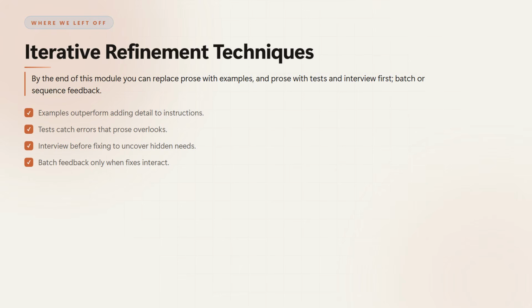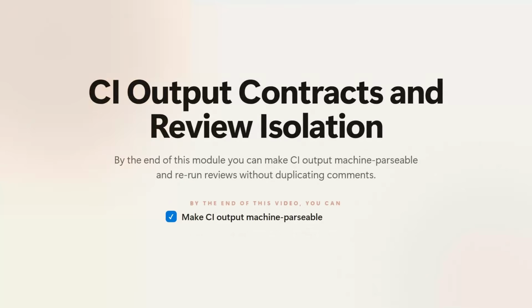Let's start by defining a contract for your CI output. By the end of this module, you can make CI output machine-parseable and rerun reviews without duplicating comments. Here is how this module builds up.